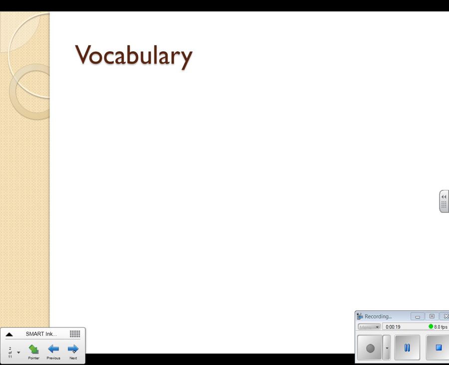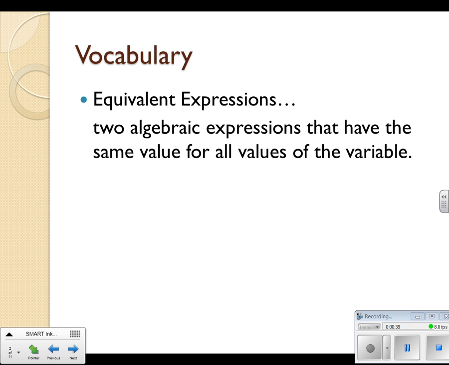We're going to be working with a couple of properties, and in those properties we will be working with equivalent expressions. The word equivalent should be review for you, meaning equal, and expressions are math phrases where we do not see an equal sign. When we have equivalent expressions, we have two algebraic expressions that have the same value for all the values of the variable. You're going to see this in a couple examples that I'm going to use with the properties I'm going to go over with you now.